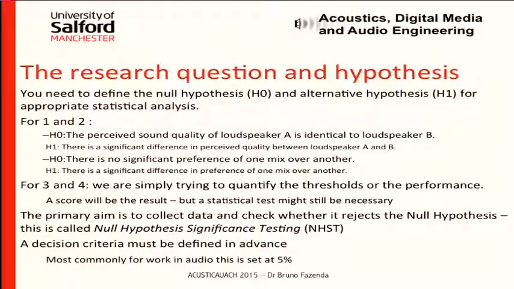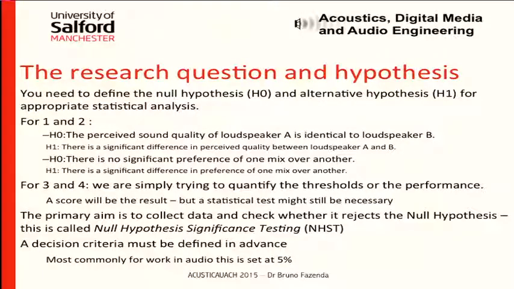So for our examples of comparisons between loudspeakers or preference between one mix over another, we could probably put these null hypotheses and alternative hypotheses. For 3 and 4, where we were measuring the response to a certain artifact, the detection of a certain artifact, we will probably just end up with a score, but we might still be able, and we should, still apply statistical analysis to it.